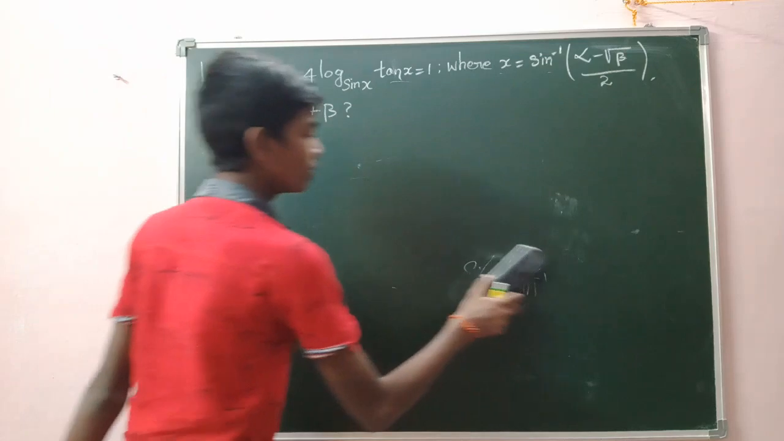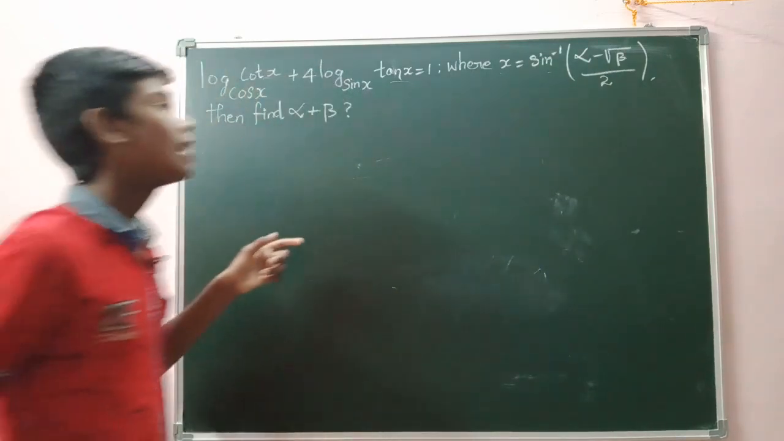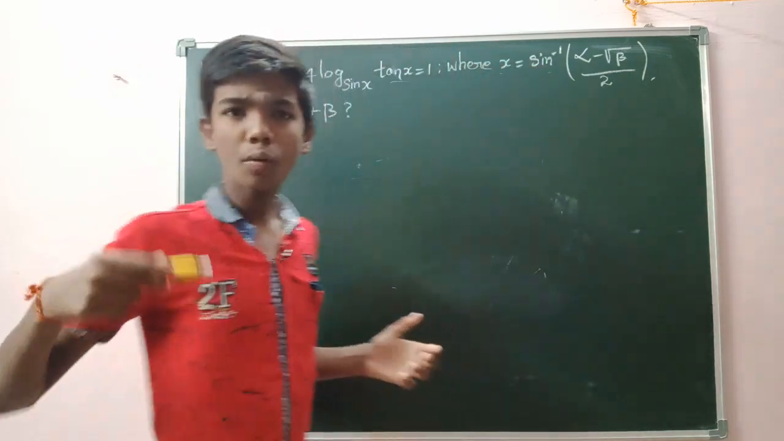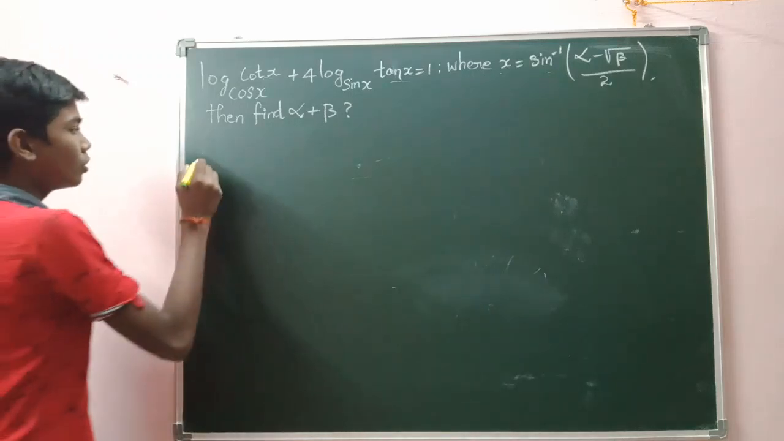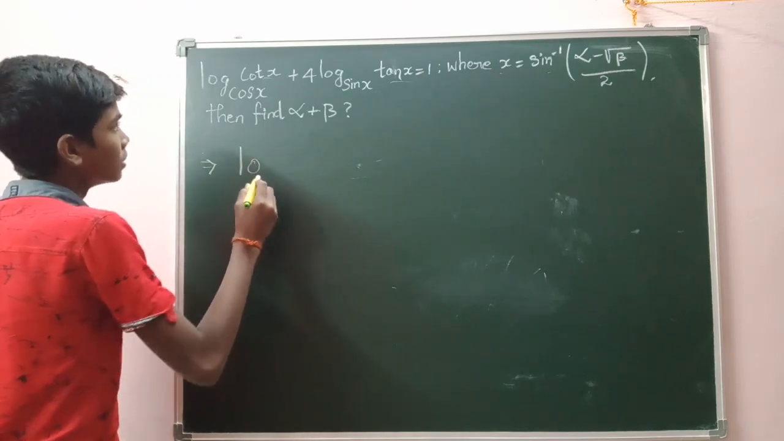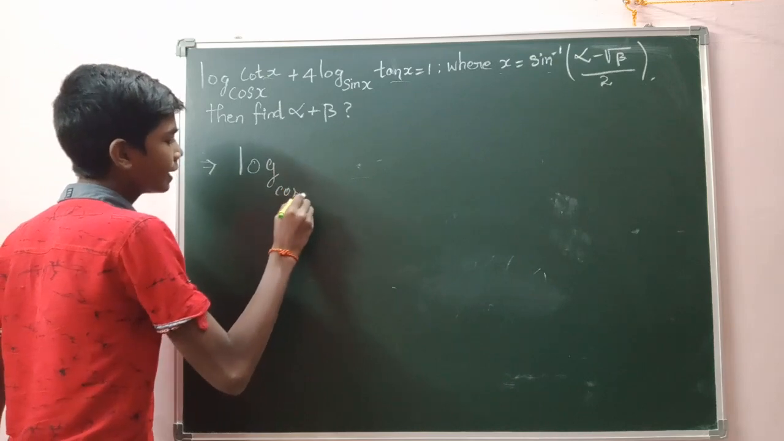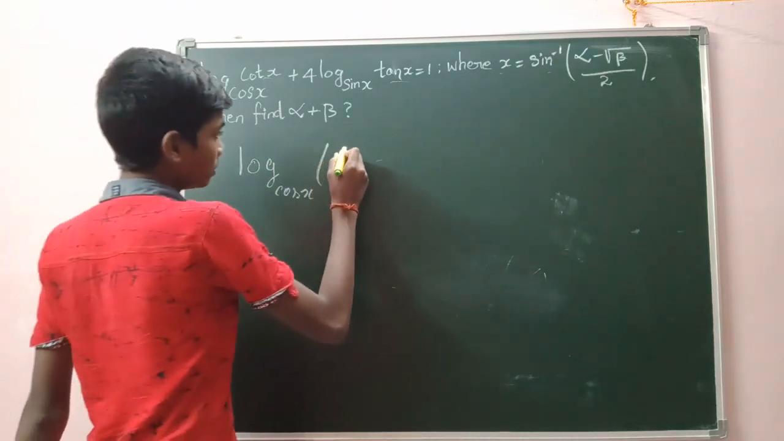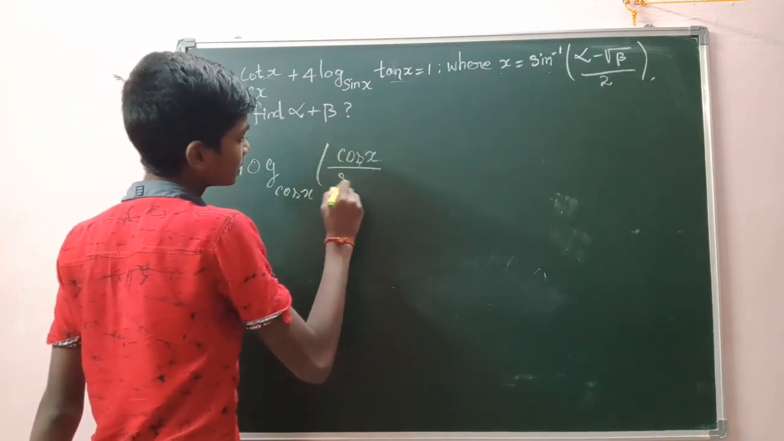So people, what I am going to do here is, I have cot x and tan x now. I am going to convert these two terms in terms of sin x and cos x, and you guys know their ratios, the respective formulas. So this same equation I can write as log to the base cos x of cot x, which I can write as cos x by sin x, correct?